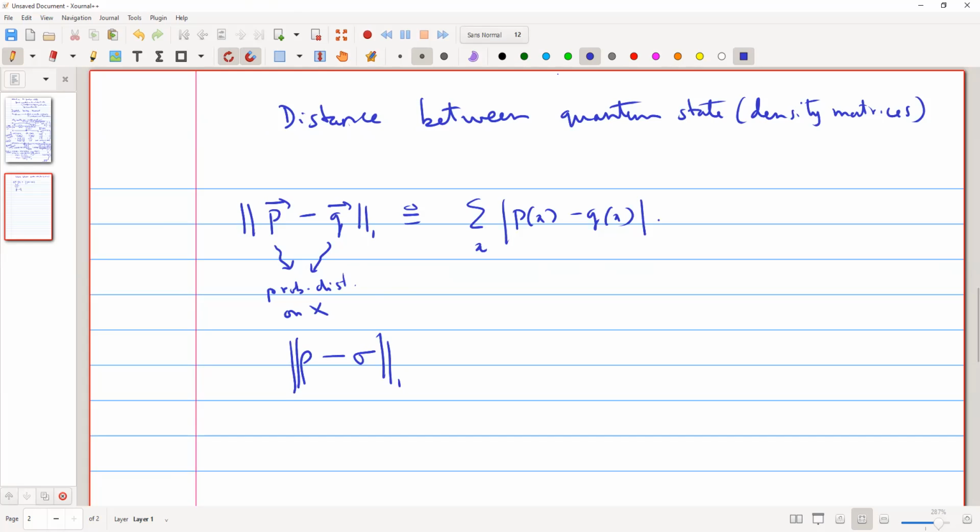People like to put a factor of half out here because you see, if the two probability distributions, what is the maximum L1 distance between them? That is 2. That happens if the supports are disjoint. And then some people don't like the maximum distance to be 2. They want the maximum distance to be 1. So they put a factor of half out.